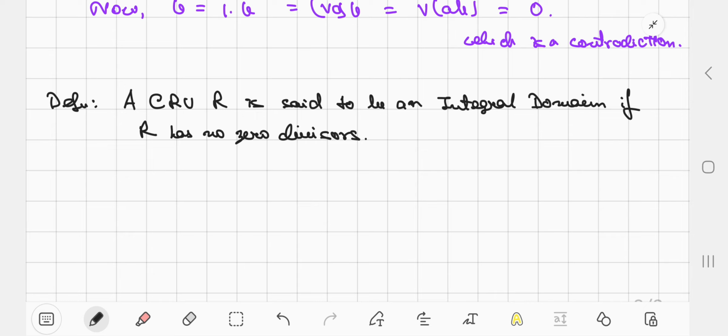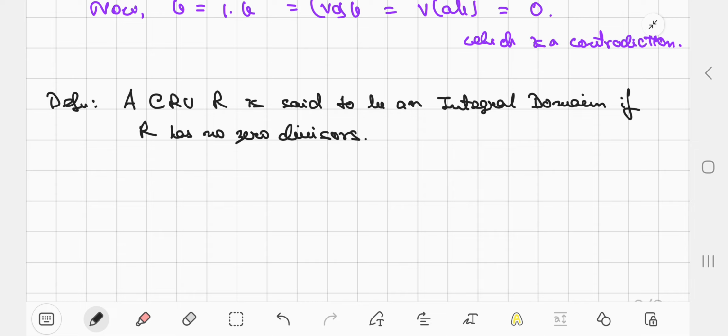In some books, they also consider 0 itself to be a zero divisor. That is, they do not consider A to be a non-zero element for it to be a zero divisor. They consider it in such a way that one of them is non-zero. So typically in that case, we say that a commutative ring with unity R is said to be an integral domain if it has no non-zero zero divisor.